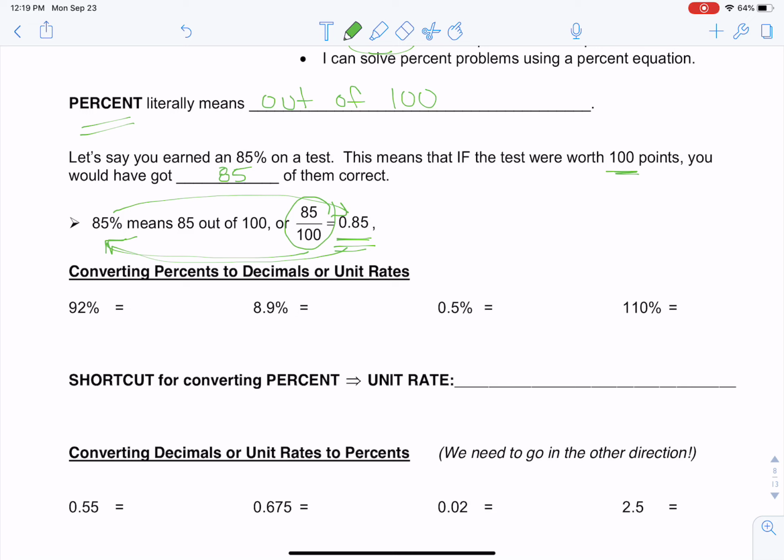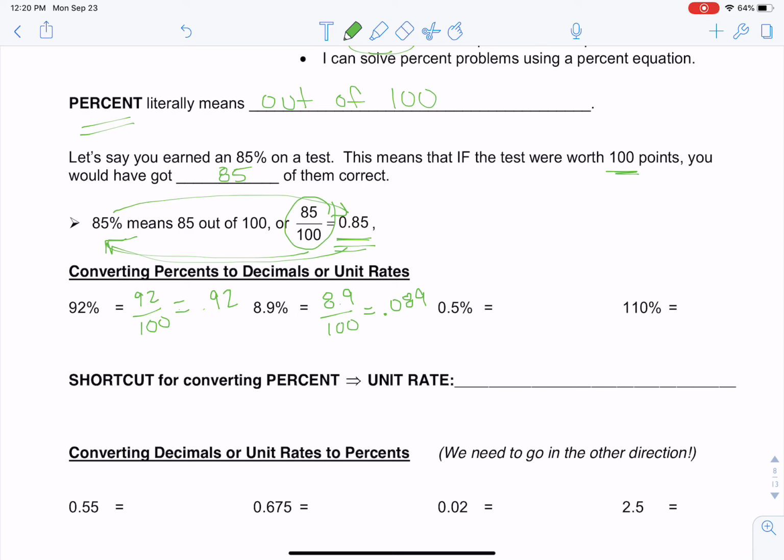If percent means out of 100, what you can do in your calculator is do 92 out of 100, divide those two things, and you realize that the unit rate or the decimal is 0.92. That's what your calculator does when you divide them. Same thing here. If I do 8.9 out of 100 and do that division in my calculator, I get 0.089. It gives me that unit rate or that decimal amount.